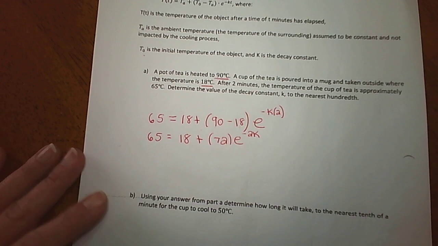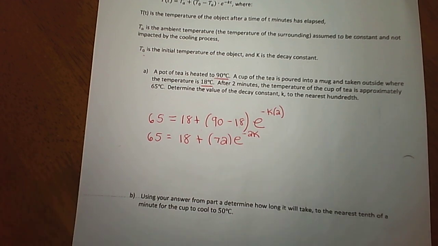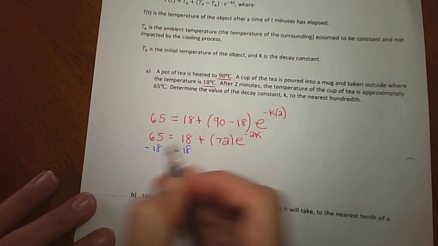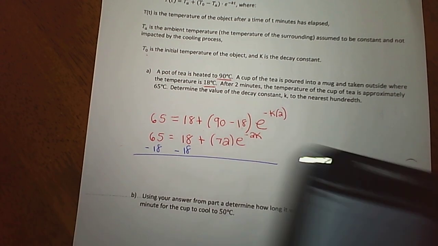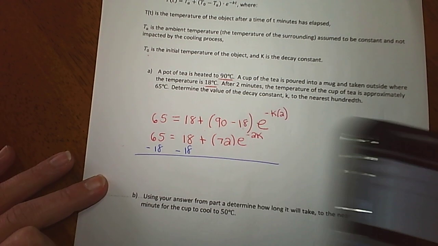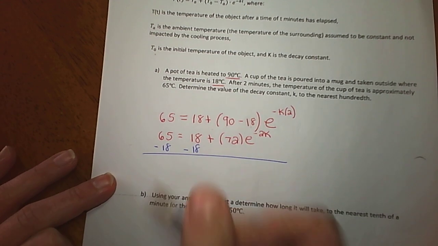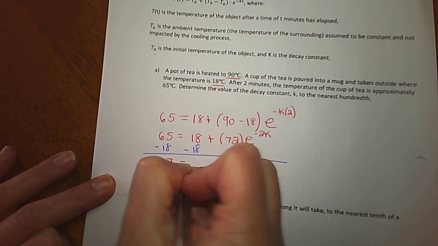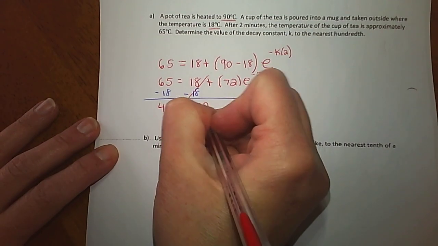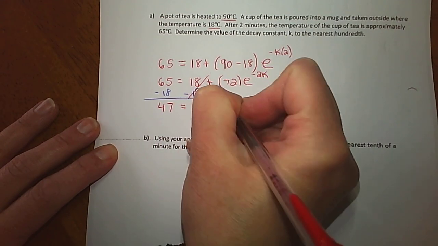All right, now, I've got to get K alone. What would I have to move first? And I hope you're thinking you need to subtract the 18. All right, so what's 65 minus 18? 47. This becomes 47 equals, this is gone, 72e to the negative 2k.